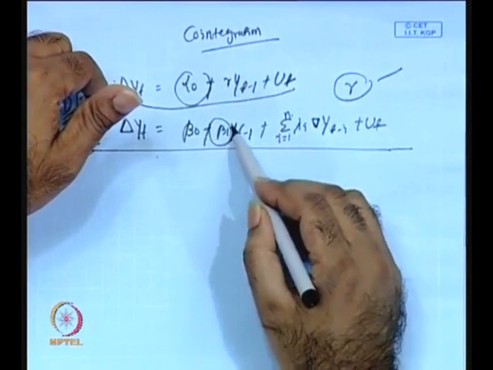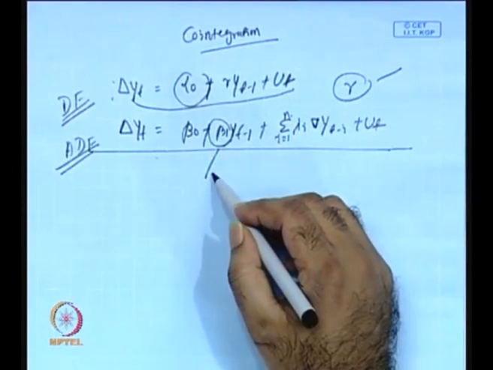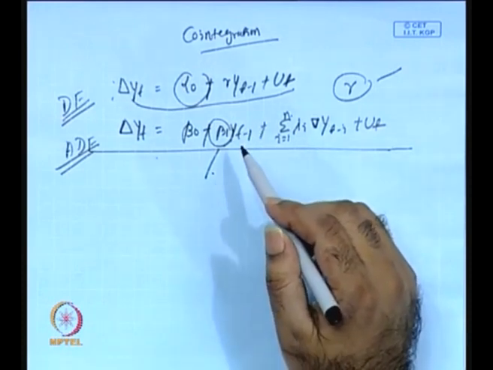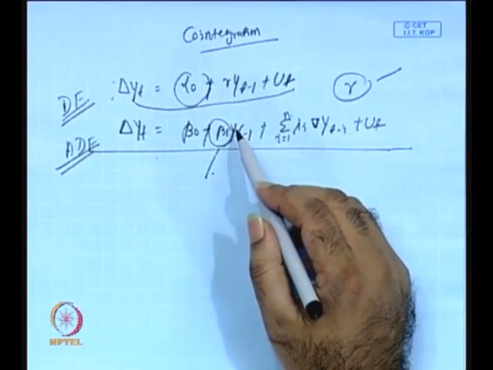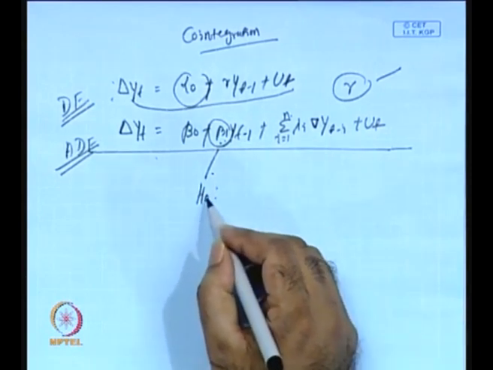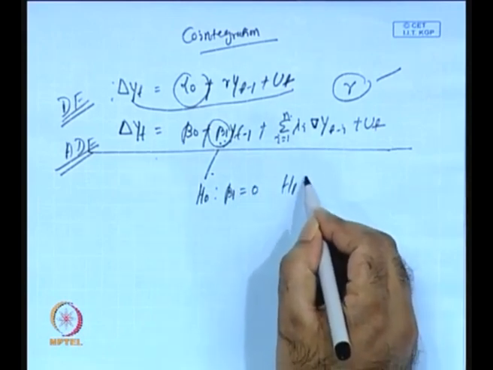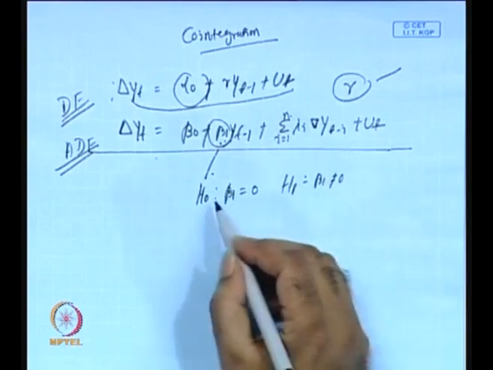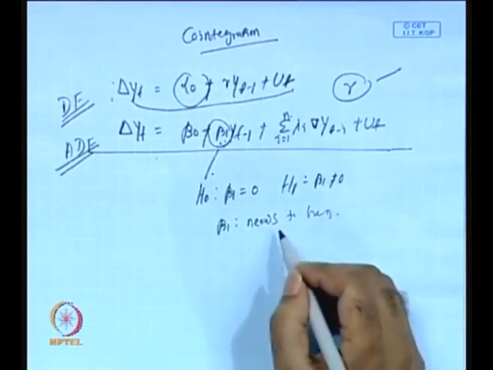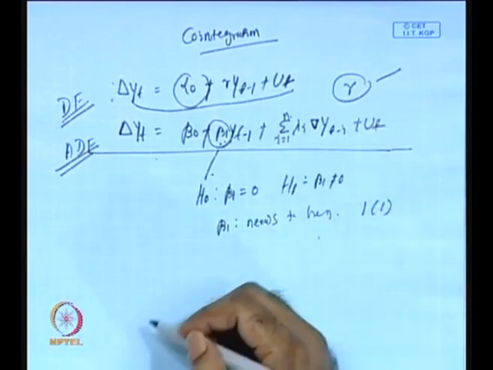Beta 1 is the important parameter. Beta 1 should be statistically significant to know the stationarity level, or the order of integration at which the variable is stationary in nature. The null hypothesis is that beta 1 equals 0 against the alternative that beta 1 is not equal to 0. So, beta 1 needs to be significant. If it is significant, then we call it integrated of order 1.